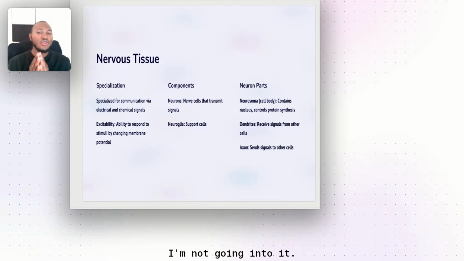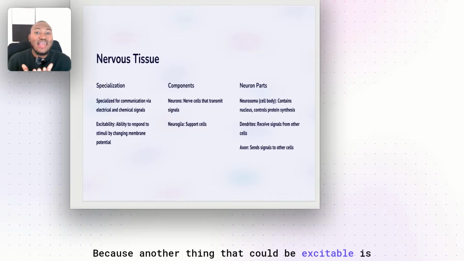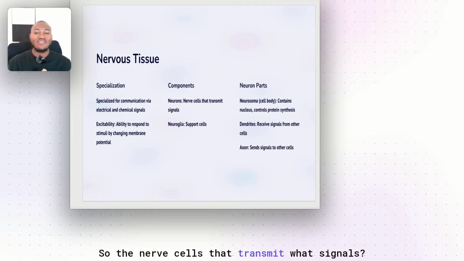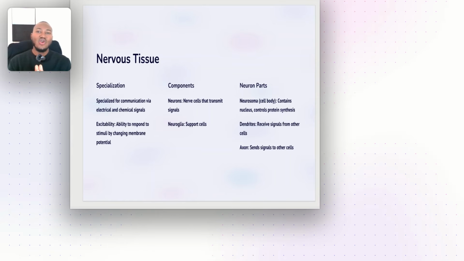Excitability, because this is one of your questions, excitability is the ability to respond to stimuli by changing what? Membrane potential. I'm not going into it. Because another thing that could be excitable is what? Muscle tissue. Skeletal muscle. You understand? They are very, very excitable. Now, the components, we have the neurons, which are the cells. So the nerve cells that transmit what? Signals. That's what you need to know. Other components, supporting components, like what? The neuroglia. Thousands of them, millions of them, especially in the brain.